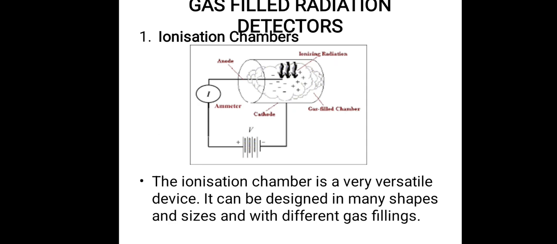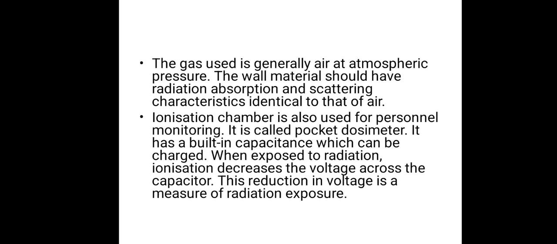Ionization gas filled radiation detectors, first the ionization chamber. This is a diagram of an ionization chamber. The ionization chamber is a very versatile device. It can be designed in many shapes and sizes with different gas fillings. The gas used is generally air at atmospheric pressure. The wall material should have radiation absorption and scattering characteristics identical to air.